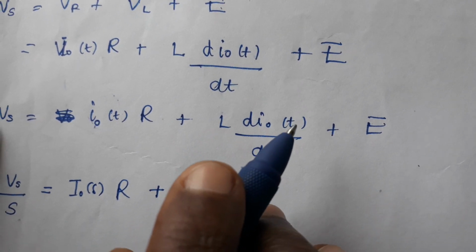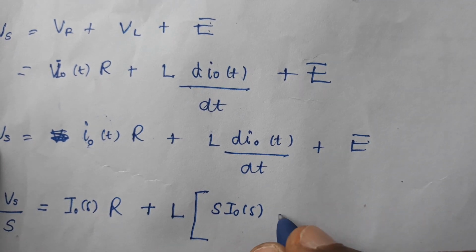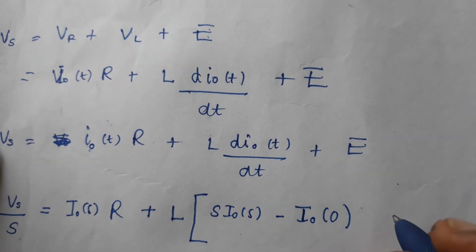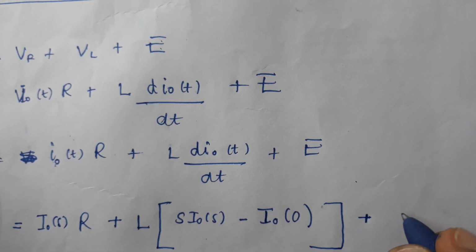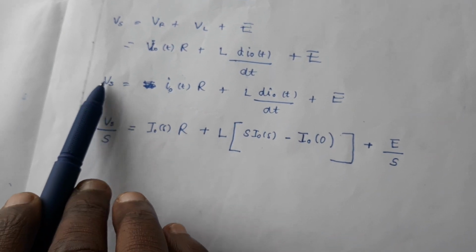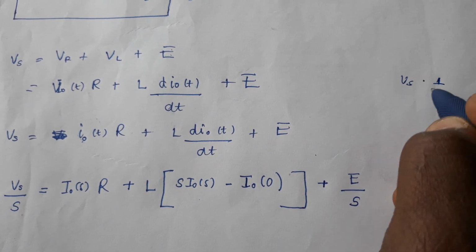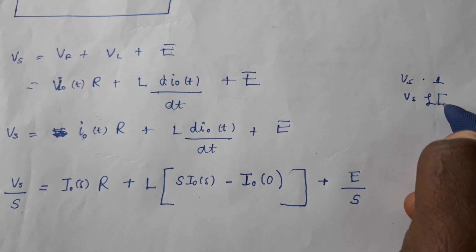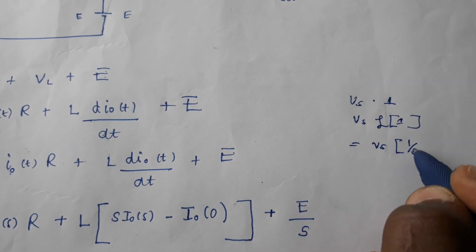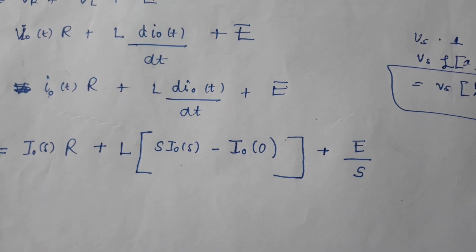Plus the Laplace transform of L times the derivative, which we know yields S times I_out of S minus the initial condition of i_out, plus E over S. This is over S, similarly this is over S, simply because this is the same as Vs multiplied by 1, and the Laplace transform of 1 gives us Vs multiplied by 1 over S, which is nothing but Vs over S. So let it not confuse you.